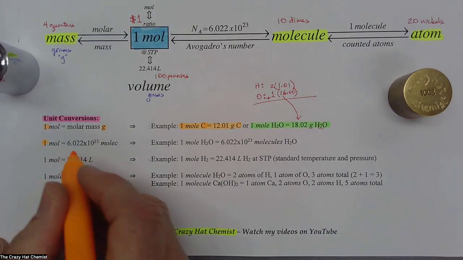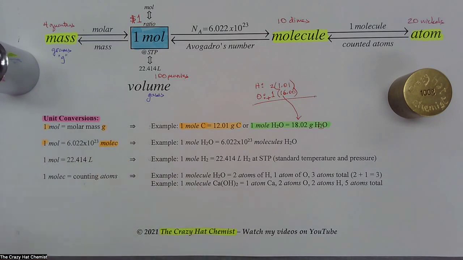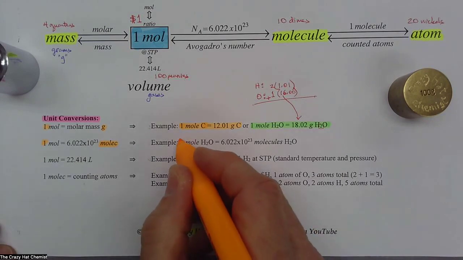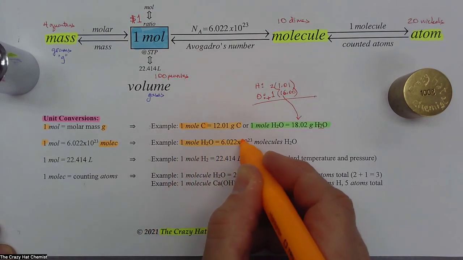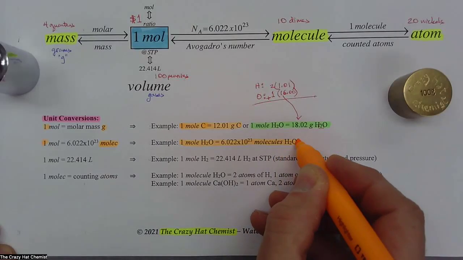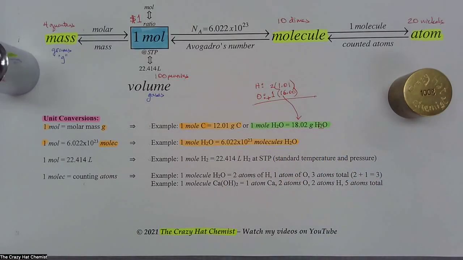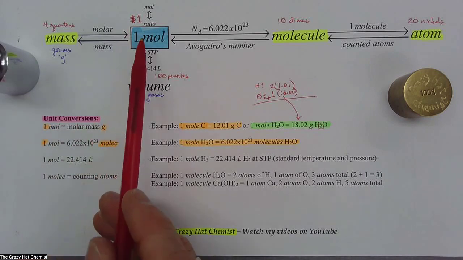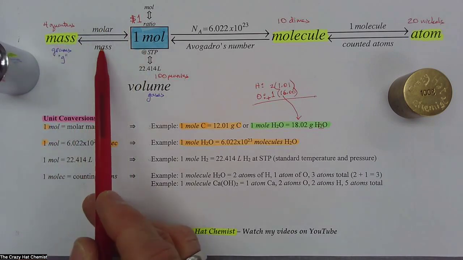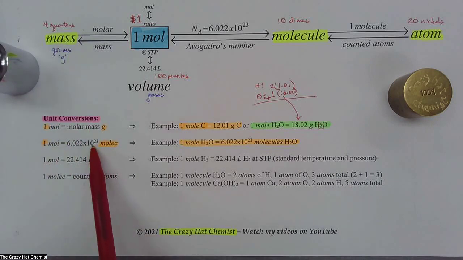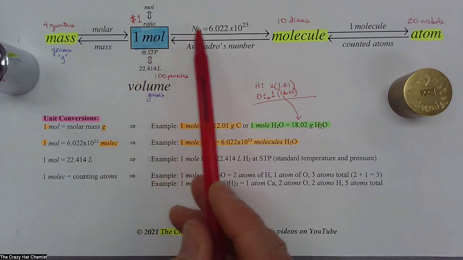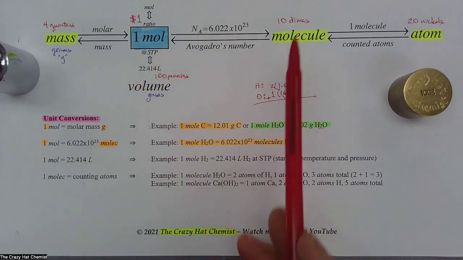1 mole is equal to Avogadro's number of molecules, and that's 6.022 times 10 to the 23rd. Here's an example: 1 mole of water is equal to 6.022 times 10 to the 23rd molecules. By the way, you should see that 1 mole is equal to the molar mass, and also 1 mole is equal to Avogadro's number of molecules.